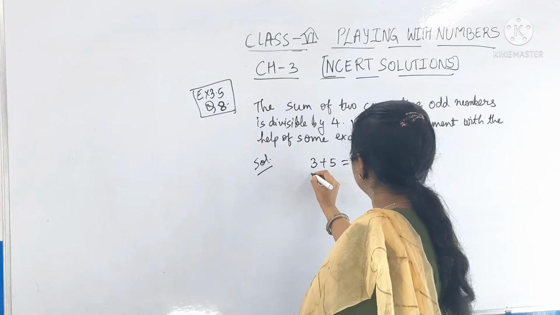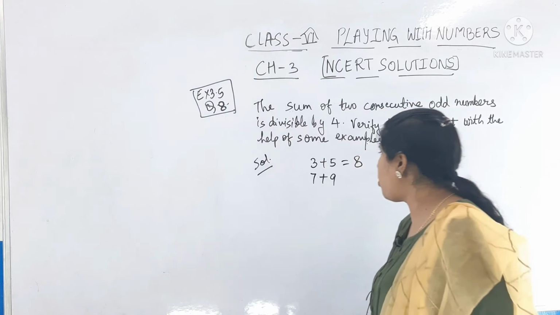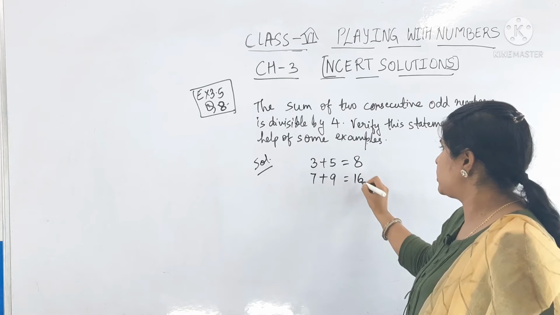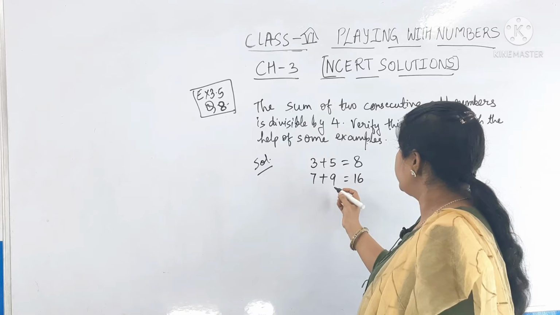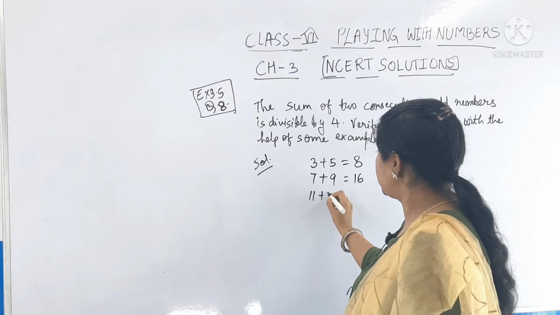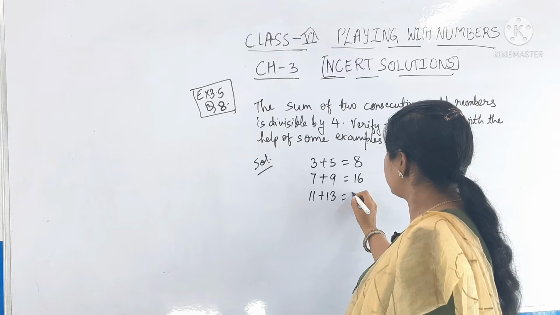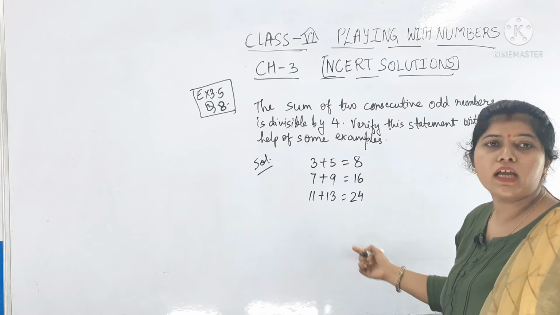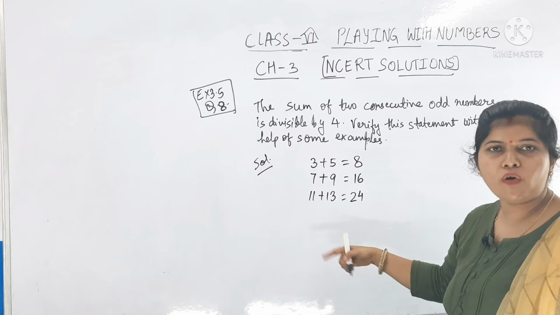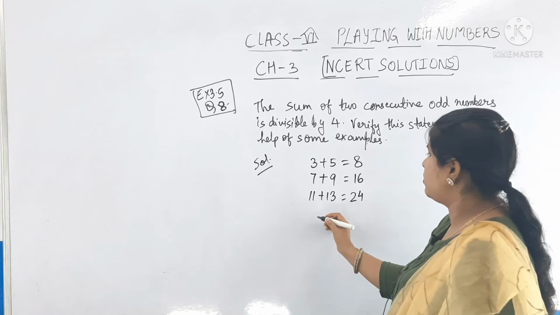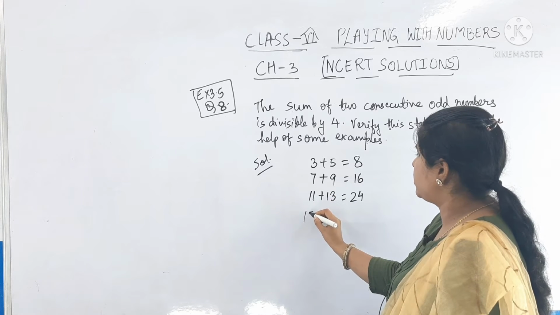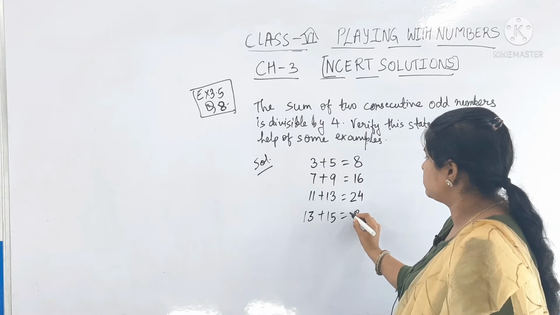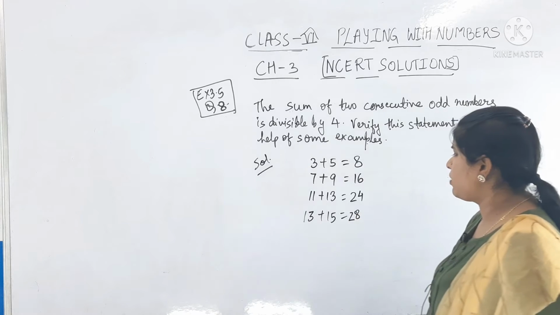Next is 7 plus 9. Those are odd numbers. Okay, so here I am getting 16. Right? Next is 11 plus 13. 3 plus 1 is 4, 1 plus 1 is 2, so 24. So these are the three examples. You can take all other examples of consecutive odd numbers. You can take 13 plus 15 also. So I am getting 28.